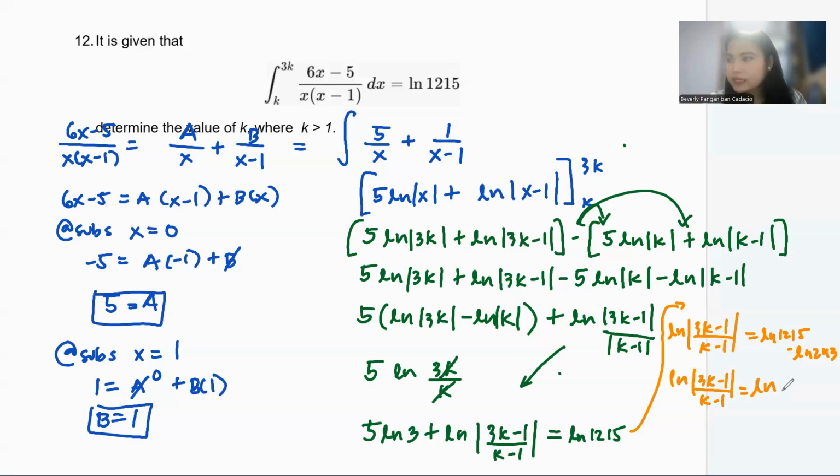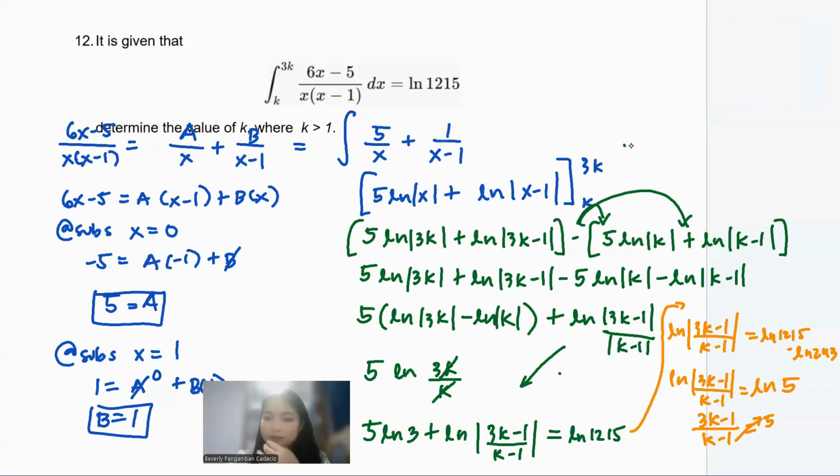So it will become ln, and 1215 divided by 243 will be 5. And then actually you can just disregard the ln because you know this side is equal to this side, and you're just going to do simple algebra. 3k minus 1 over k minus 1. You can disregard the absolute value because it's positive now and you don't have any ln there. Okay, you can multiply this if you want, and I will be needing the other part again. Sorry guys for the messy working. So I'm going to put it there.